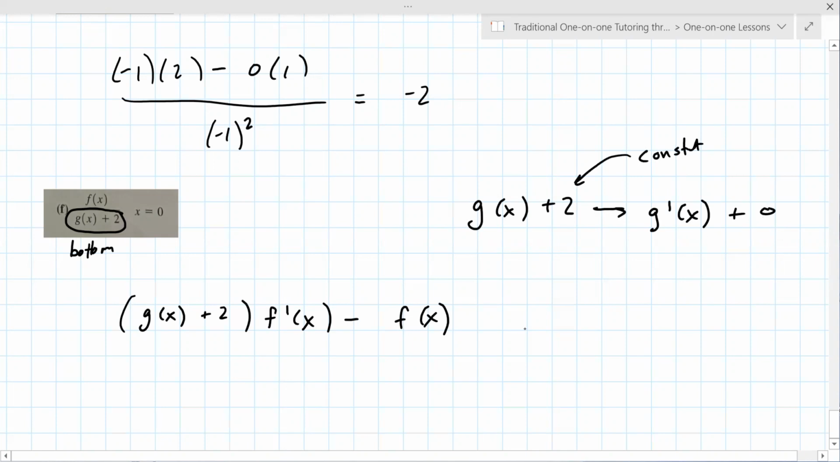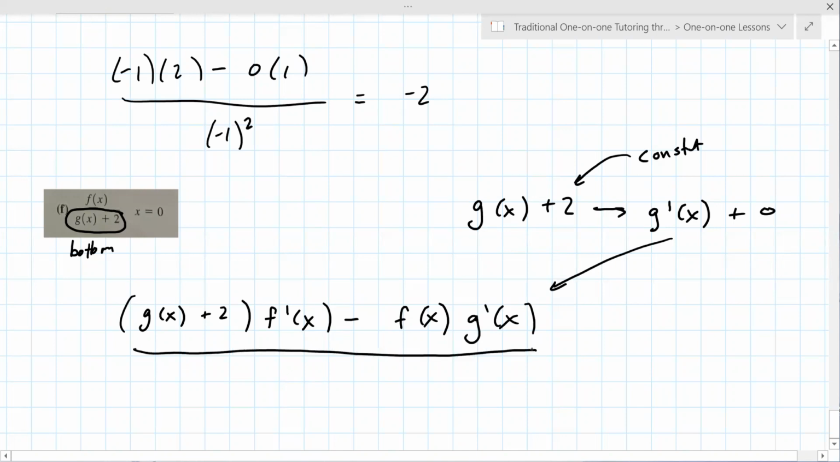And that's why you have to be careful, because it's very easy to slip. So it's g prime of x, and then the derivative of x is 1. And then the bottom squared is g of x plus 2 squared, like that.